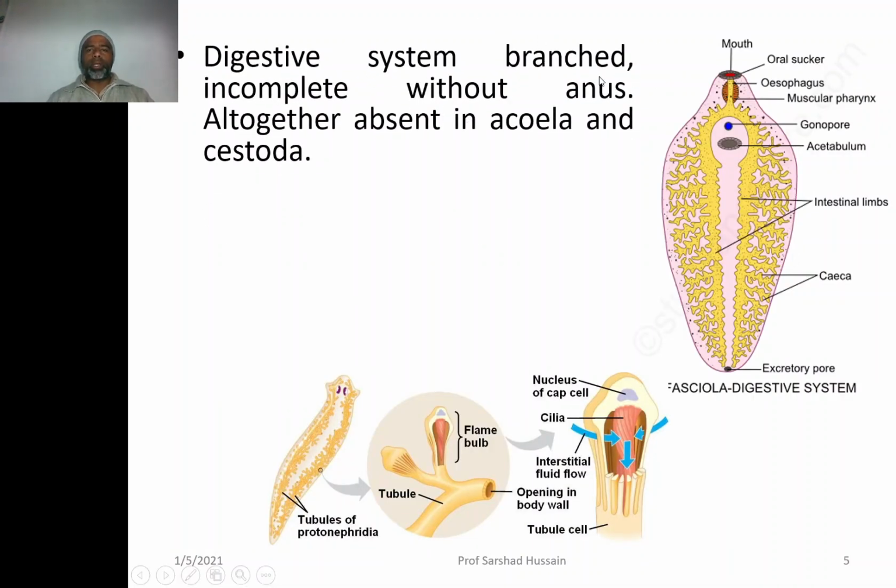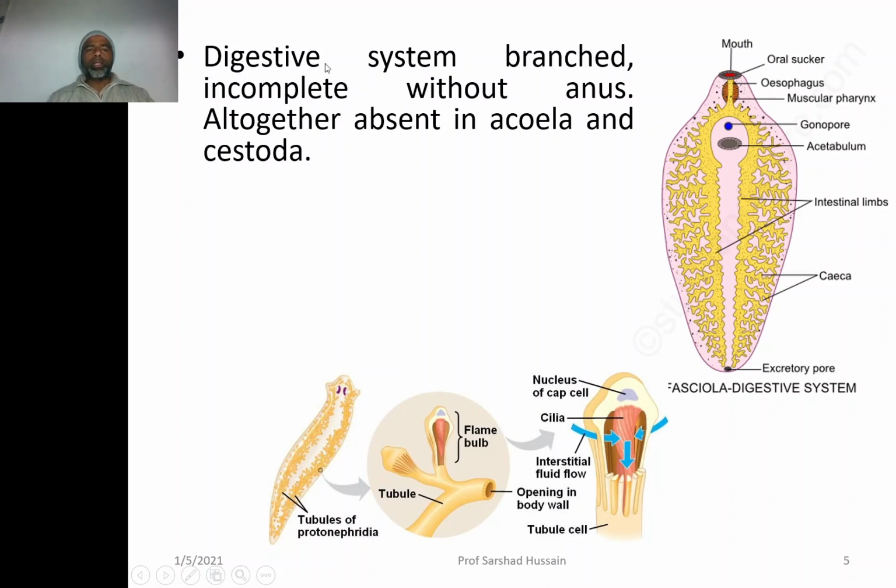The digestive system is branched and incomplete. Branched, you can see, this is the digestive system. It is exactly in a branched fashion, and it is incomplete. Incomplete is the digestive system where the anus is absent. So you have the mouth at the anterior end, but you don't have the anus at the posterior end of the digestive system.